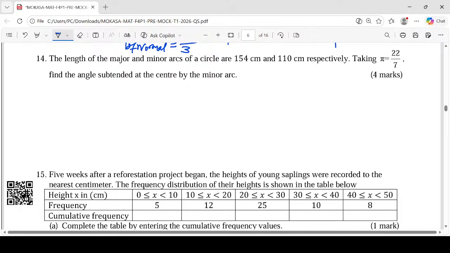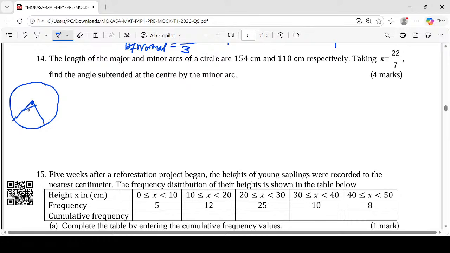So they are talking about arcs of a circle. Let's have a sketch. If this is my circle, then I have, say for example, something like this. This is the center.